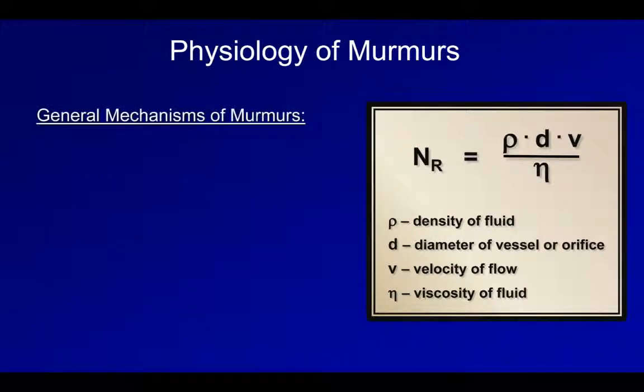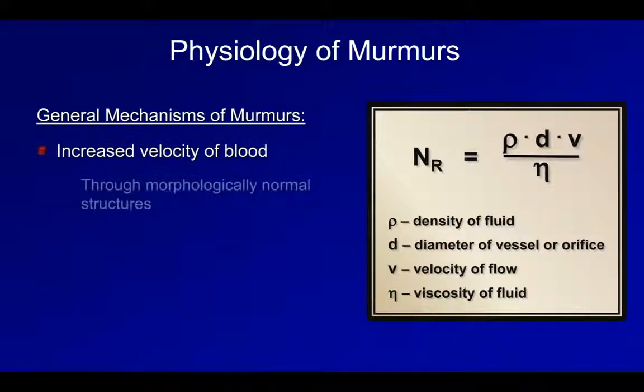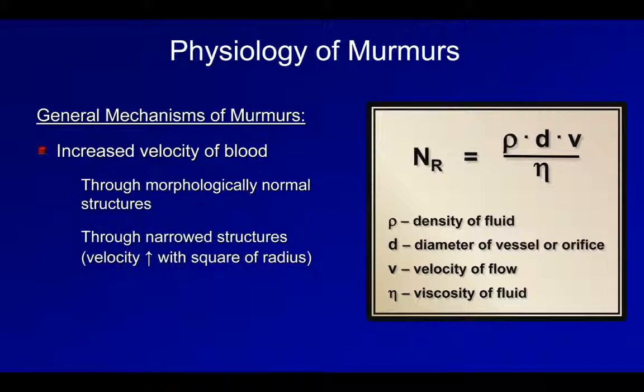Thus, turbulent flow is most likely when either there is an increased velocity of blood through morphologically normal structures, as seen during hyperdynamic states, or as a consequence of the blood velocity being increased by compression through a narrowed structure. Alternatively, decreased blood viscosity can also result in a murmur.